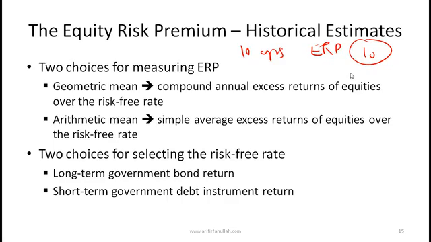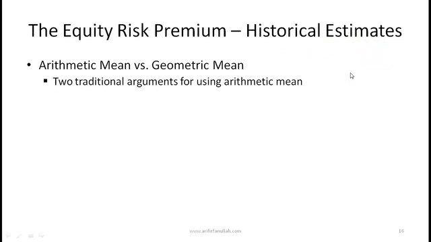Yeah, so again, right now we are setting it up. Let's look at the first question now. The arithmetic mean versus the geometric mean. So what is the argument for using the arithmetic mean?